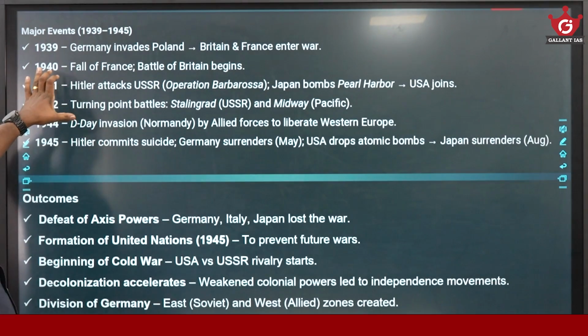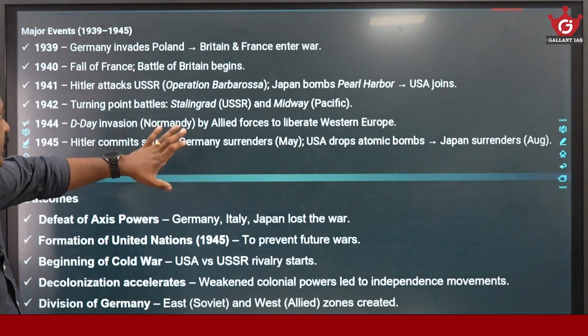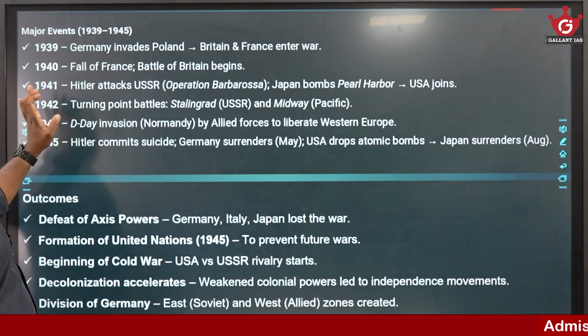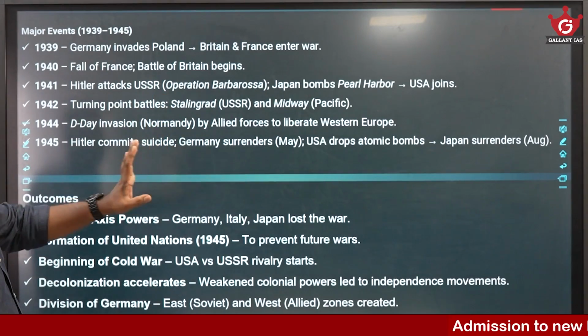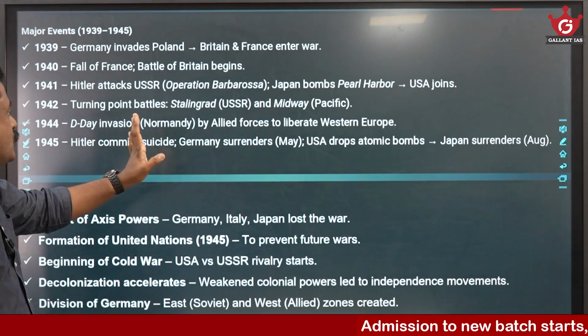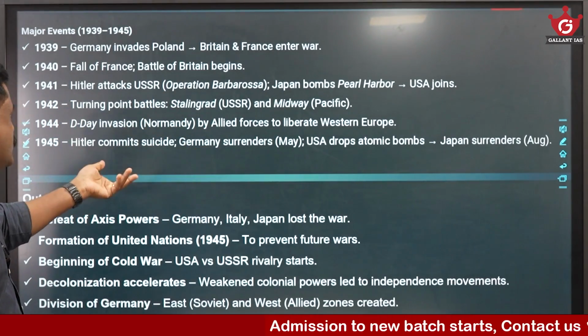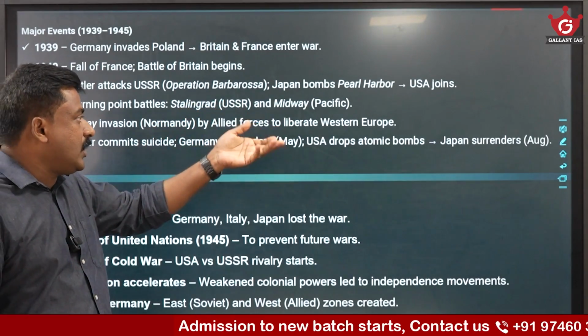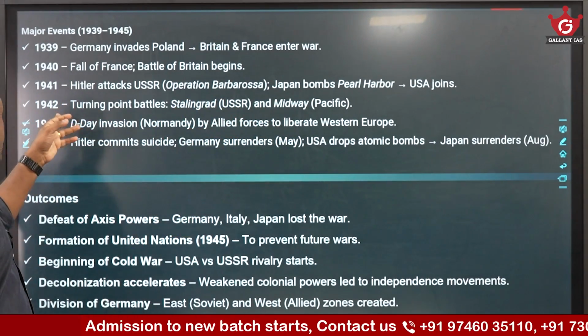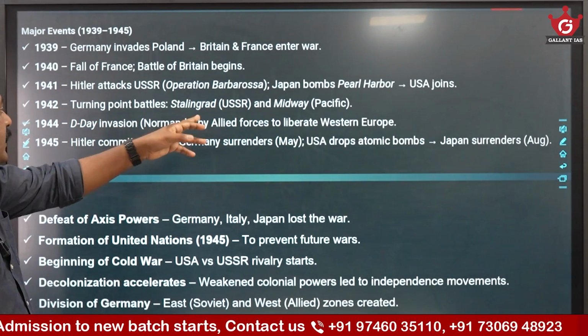Major events, just look into this. 1939: Germany invaded Poland. Britain and France entered the war. 1940: fall of France, and the Battle of Britain begins. 1941: Hitler attacked the USSR, Operation Barbarossa. It was a failure. Japan bombed Pearl Harbor, and the US entered the war. 1942: turning points, the battles of Stalingrad and Midway.